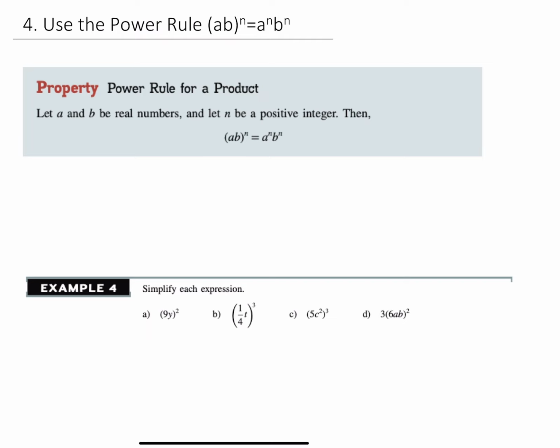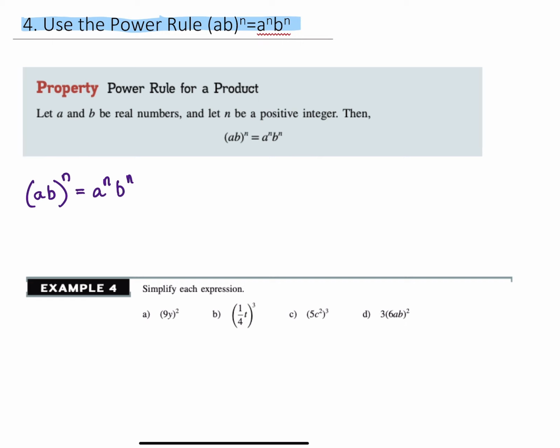We have another extension of this rule. They're calling it the power rule for a product. So this is saying if you have two things multiplied inside parentheses, a times b raised to some power, you can essentially distribute the power to both terms. And I just want to note that this only works if things are being multiplied inside. This can become a to the power n times b to the power n.